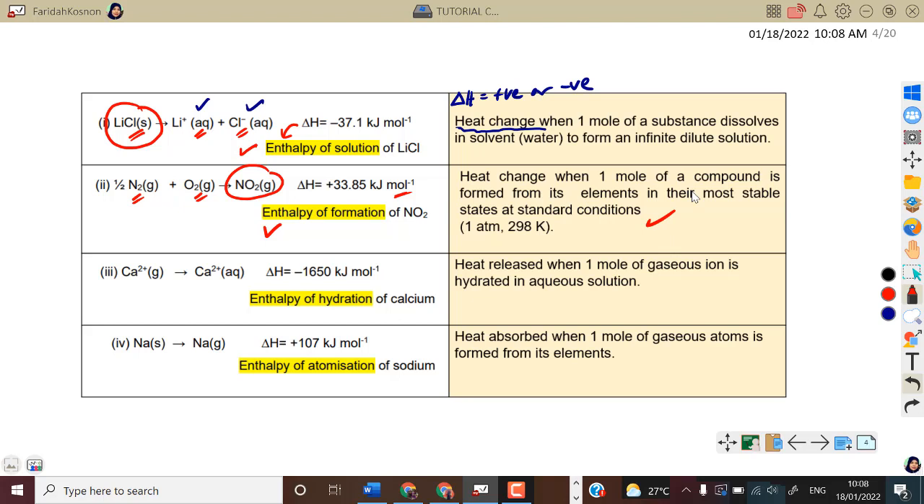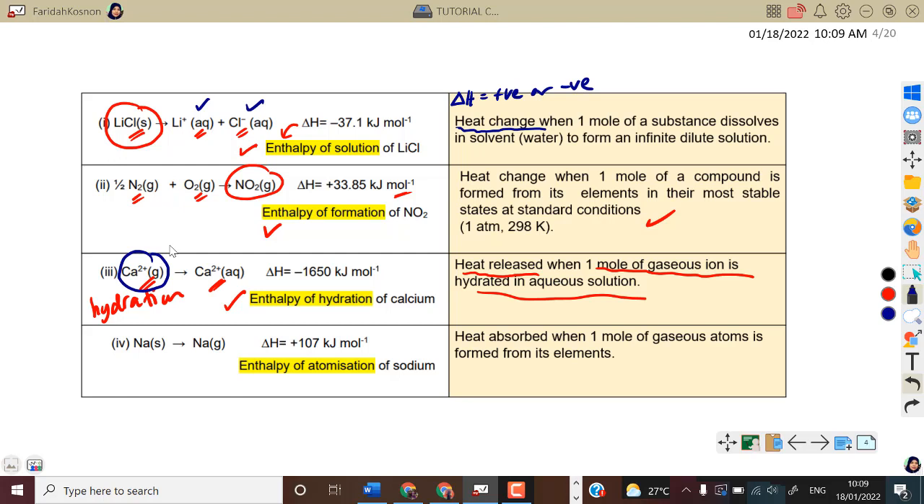So boleh rujuk eh. Okay, for number 3, if you refer here, apakah you nampak conversion yang berlaku pada equation itu? We have calcium ion in gaseous state bertukar menjadi calcium ion in aqueous phase. Jadi ini adalah proses hydration. So what happened? Calcium gaseous ion is hydrated by water molecule. So dia bertukar menjadi 1 mole of calcium ion dalam keadaan aqueous. Jadi apakah nama enthalpy ini? Enthalpy of hydration. Where enthalpy of hydration is heat release when 1 mole of gaseous ion is hydrated in aqueous solution. Jadi 1 mole of gaseous ion itu, we refer to calcium 2 plus gas kat sini.